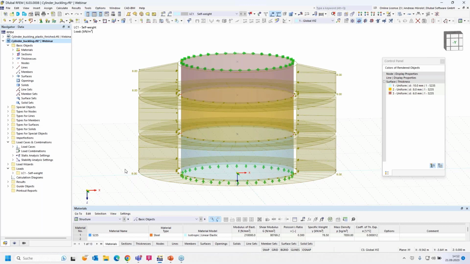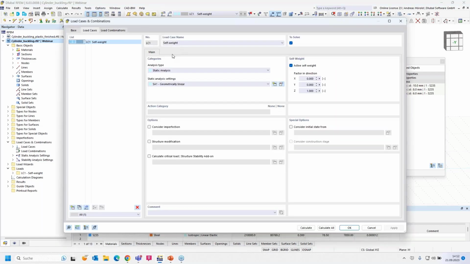So in the next step, we go to the load case. It's still named self-weight. I call it design loads. As in the example, I don't activate the self-weight, so that I get the same results as in the example from Professor Schmidt. So, and I do a stability analysis.